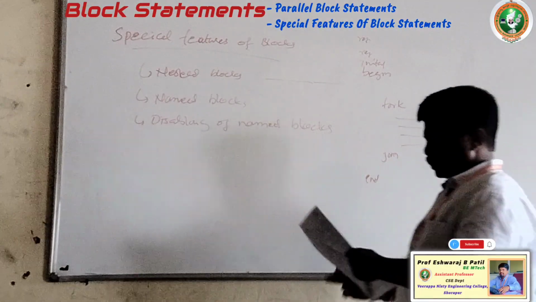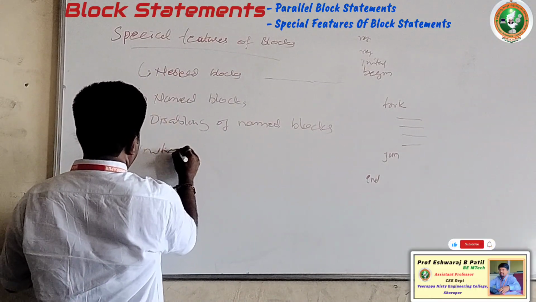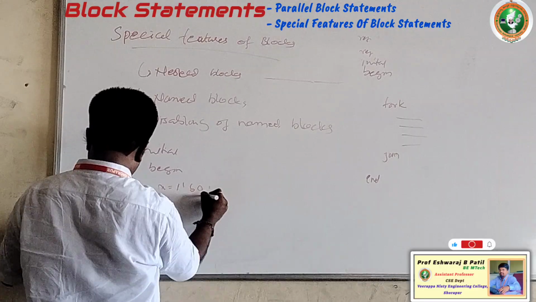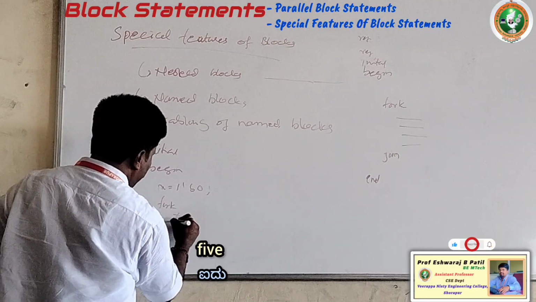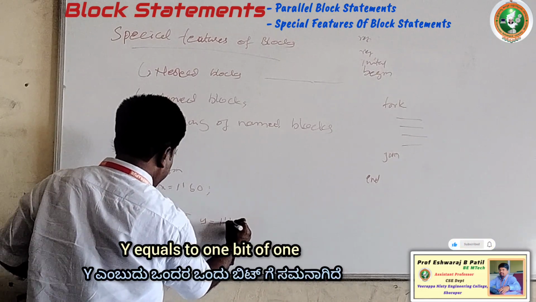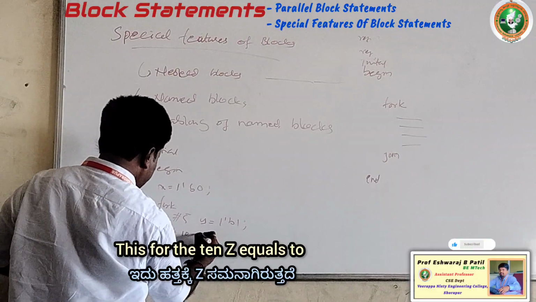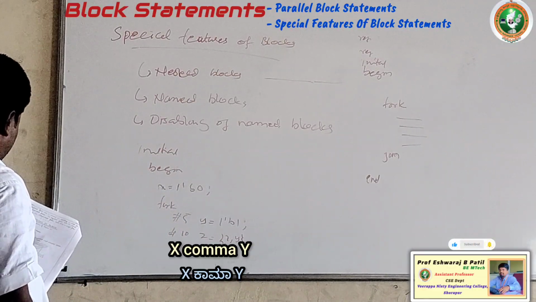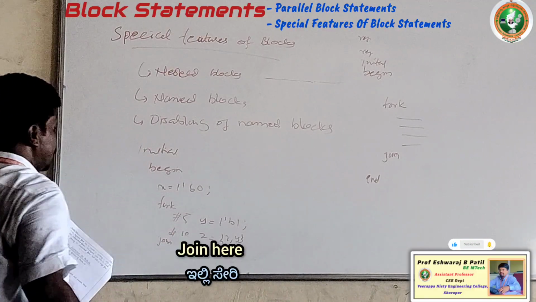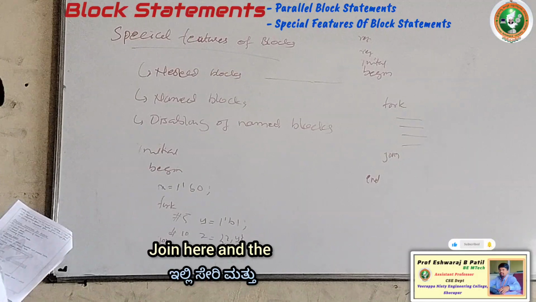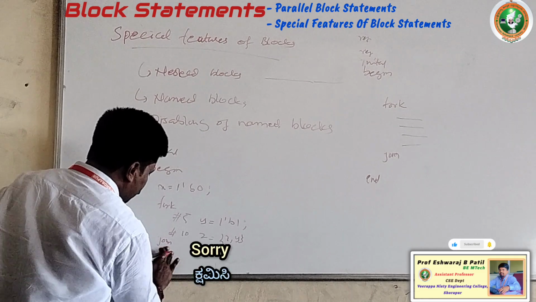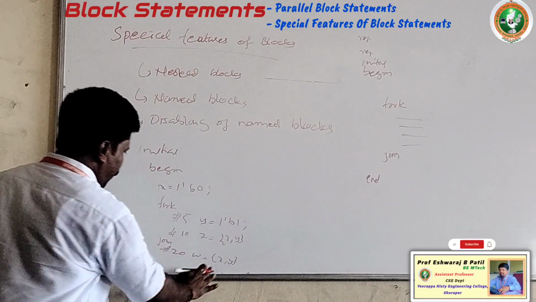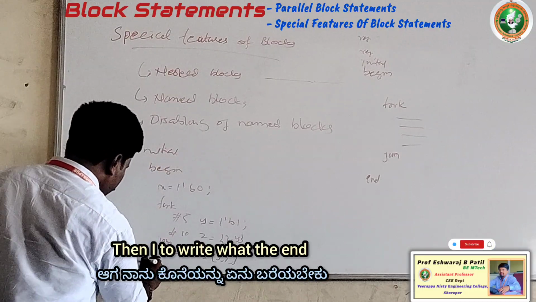For example, initial begin, x equals to 1'b0, fork, 5, y equals to 1'b1, this was 10, z equals to {x, y}, then write join, and 20, w equals to {x, y, y, x}, then I have to write end.